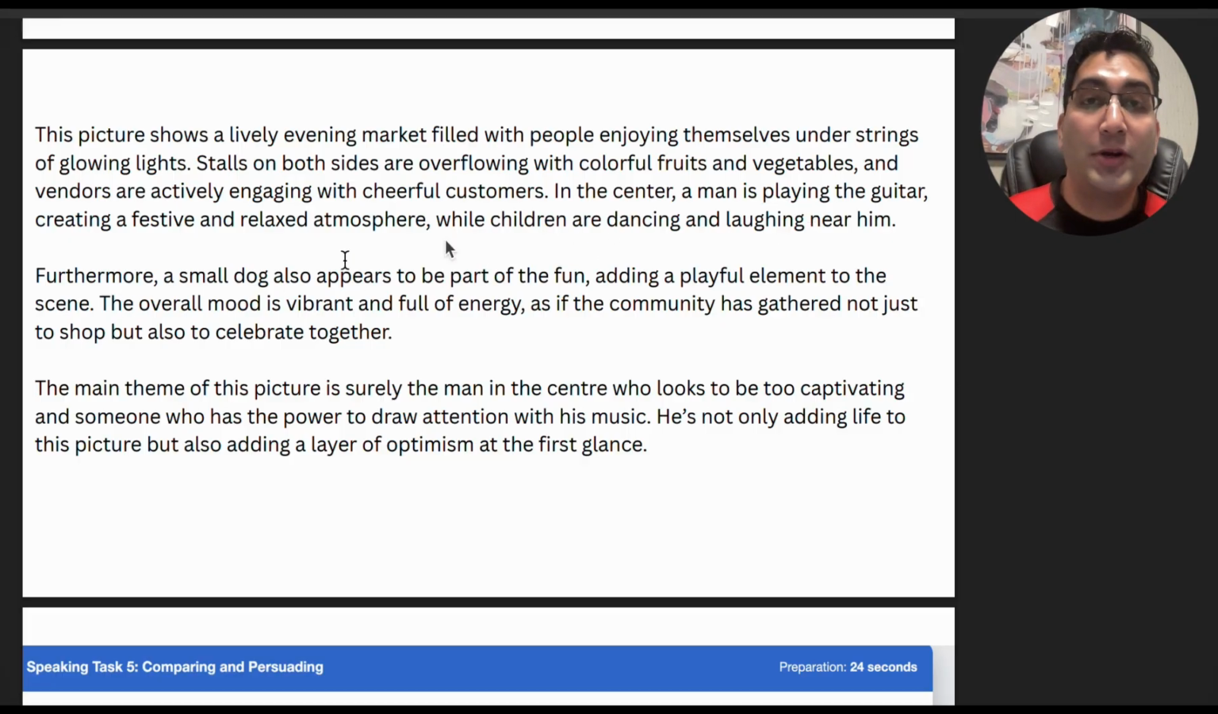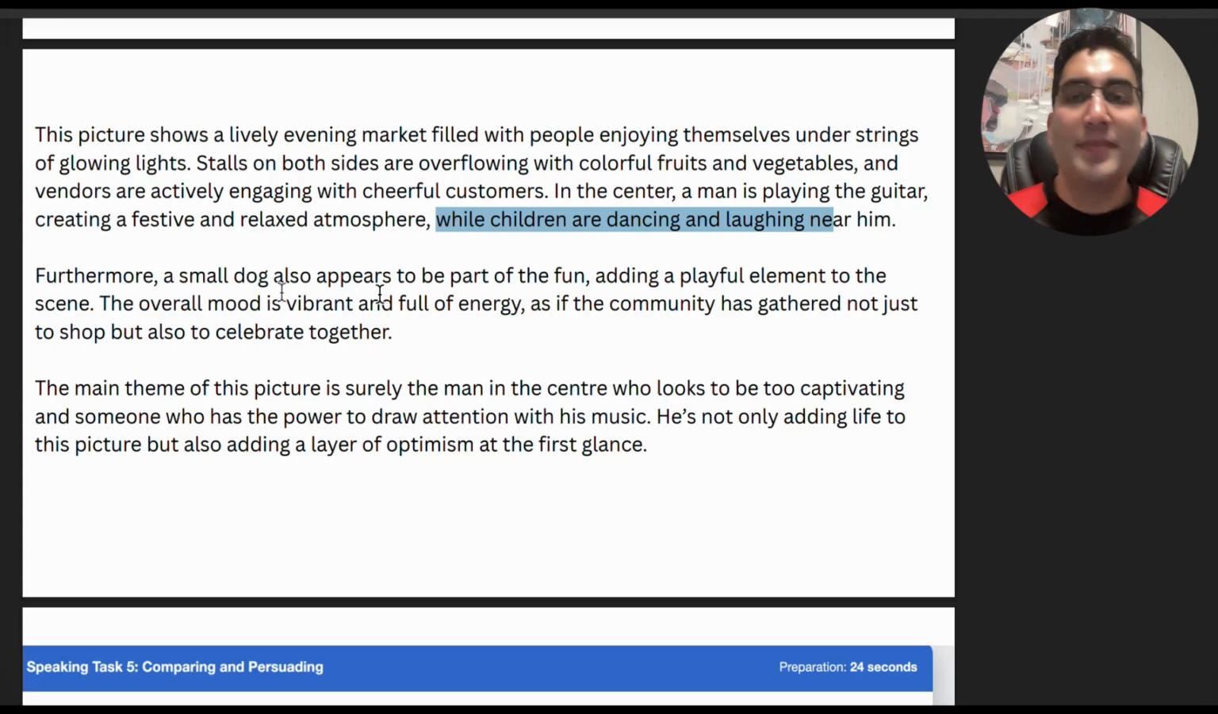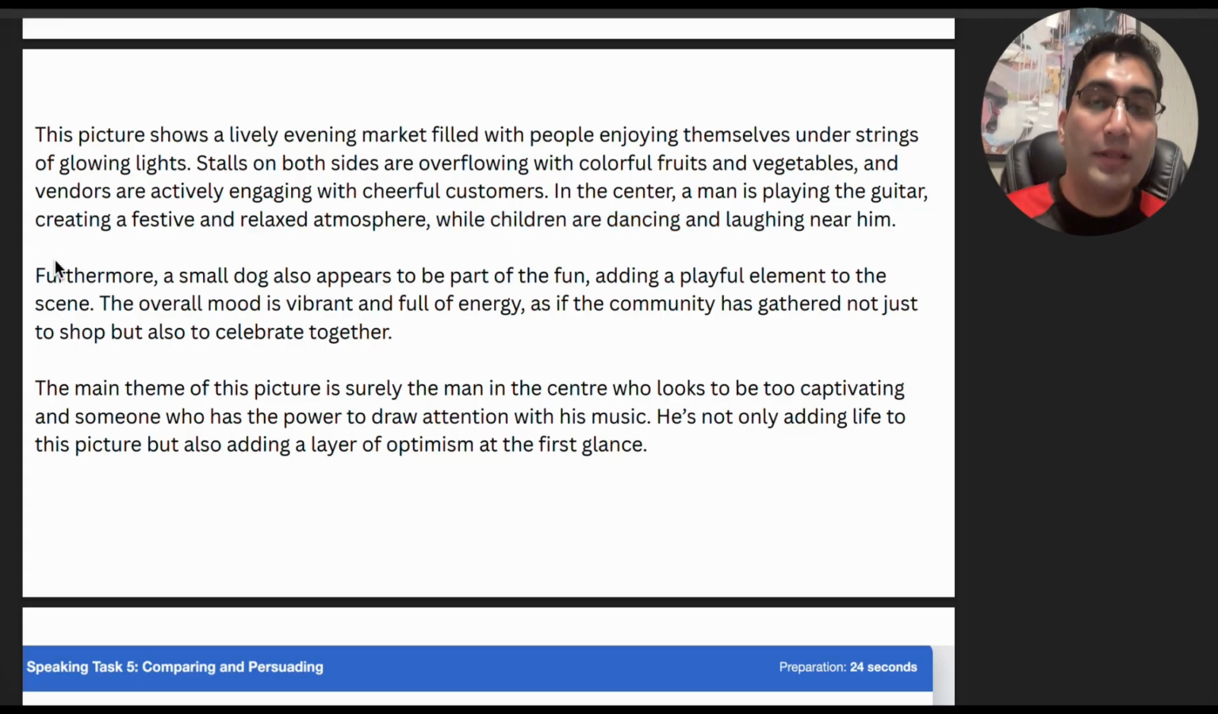Okay, let's do the next paragraph too. I want to show this to you. While children are dancing and laughing near him. Furthermore, a small dog also appears. So you see the pause before the furthermore, and then after furthermore, there's a little pause too. Very natural. It shows the progression from one point to another. It's also an advanced connector, so that's a vocab mark as well.